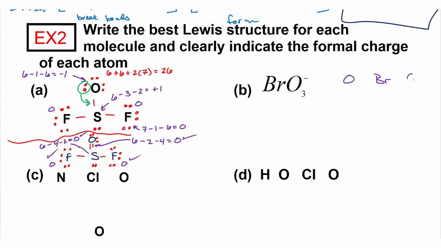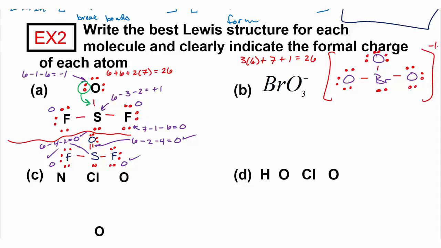Bromine has to be in the center, surrounded by 3 oxygens. I have 3 oxygens, so 3 times 6, plus 7 for bromine, plus 1 for the extra negative charge. We end up with 26 valence electrons. So if I make octets on the surrounding oxygens, I have 3 oxygens, each one has 8, so that's 24. I have 2 more, there's 26.